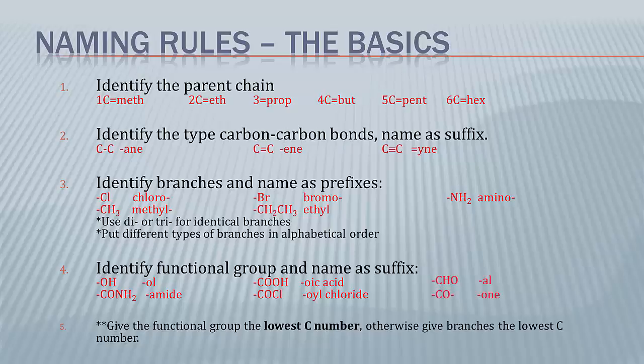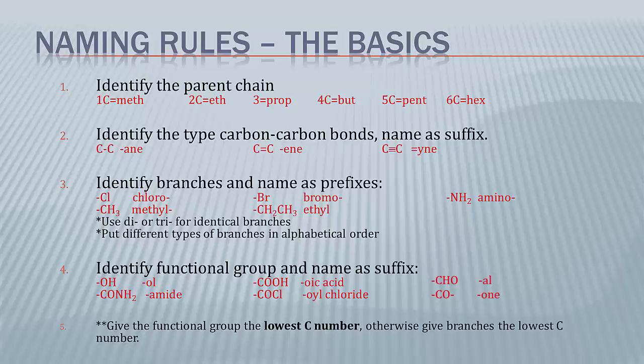Let's start by reviewing the 5 steps that are part of the IUPAC system. The first step is to identify the parent chain. This is the longest sequence of carbon atoms that are joined together in a line. The second step is to identify the type of carbon-carbon bonds and name them as a suffix. In other words, we're looking for a parent chain that represents either an alkane, alkene, or an alkyne.